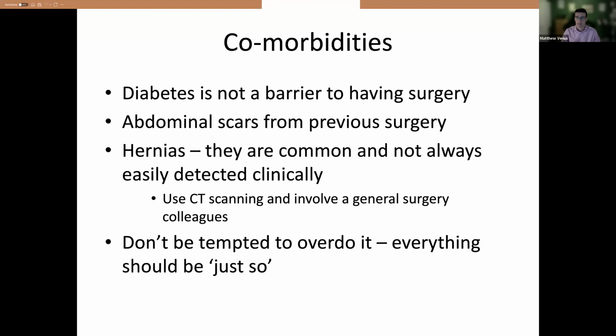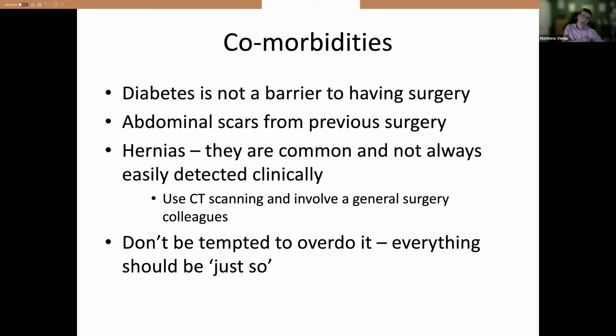Hernias are very common, I've found, and they're not always very easy to detect, particularly if the patient's still carrying some weight. So I have quite a low threshold for CT scanning, and of course involve a colleague if necessary to do some joint operations. I've done quite a lot with Vinod Menon, where we approach the hernia together, and he kindly repairs it, and then I carry on and remove the skin or do whatever I'm planning to do.